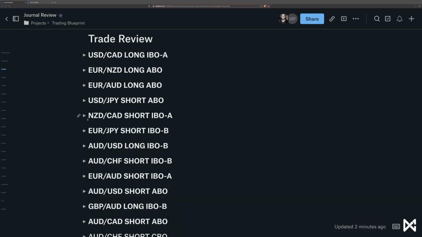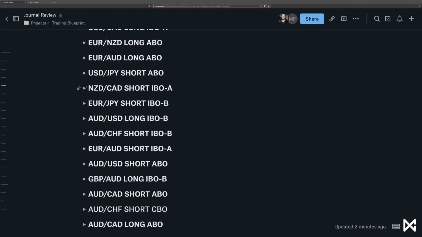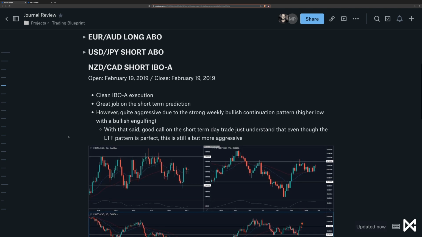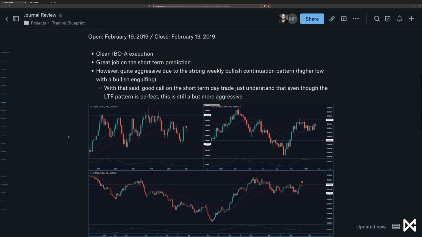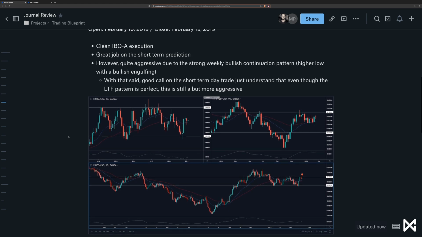All right, next trade up, and we're going to speed it up a little bit. Kiwi CAD short IBO-A. So we already looked at a few ABOs. Now let's have a look at some IBOs. So Kiwi CAD short IBO-A from February. So my notes, clean IBO-A execution, great job on the short-term prediction.